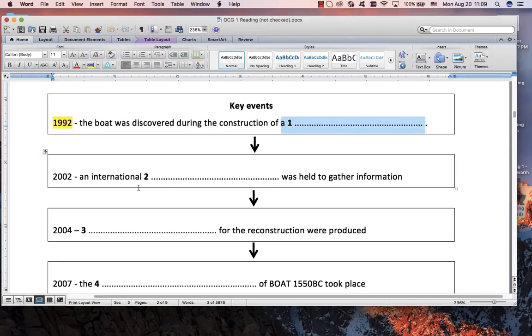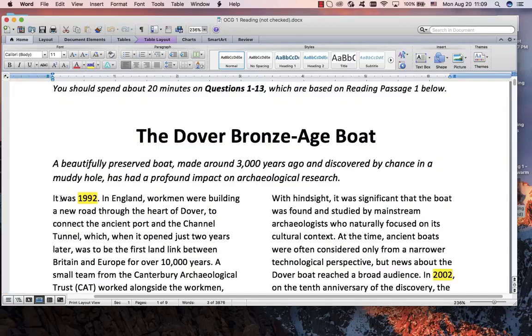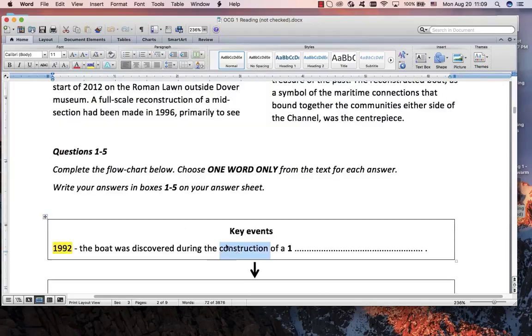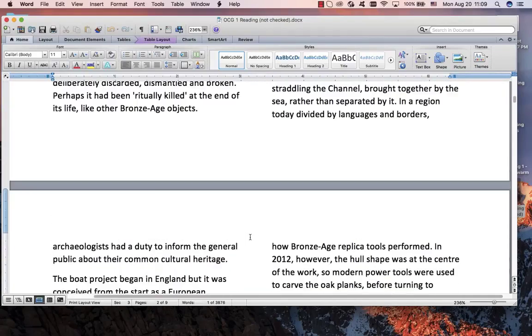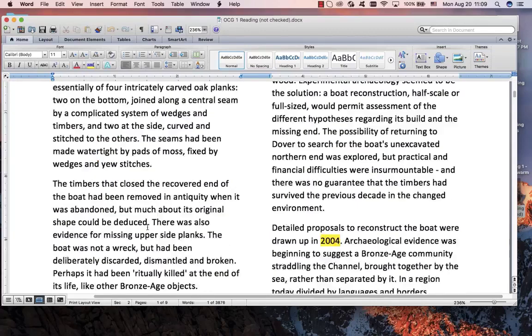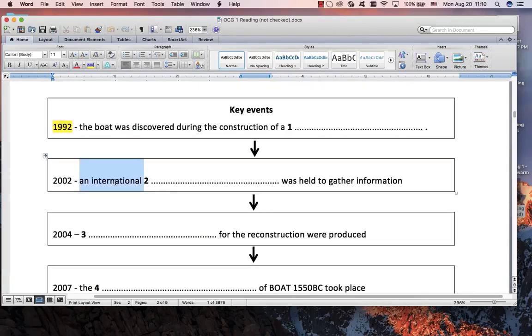Let's go and find 1992. 1992 was over there. We're looking for a single countable noun. Let's just go back, see what they say. Construction of a something. What were they constructing? They were building a new road. So your answer there was road. Single countable noun.